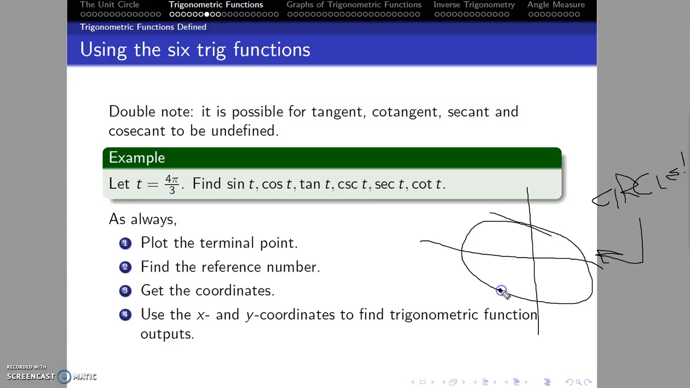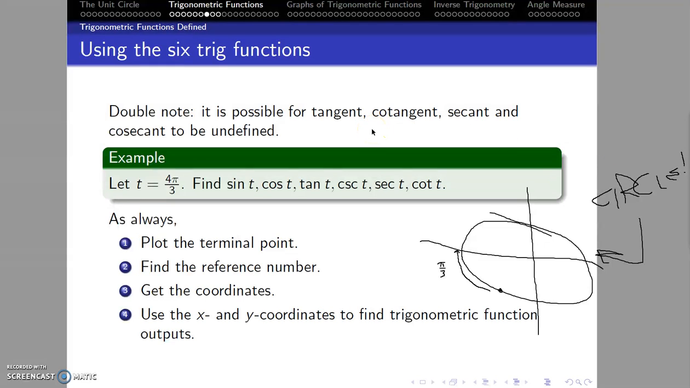Now, the reference number for that, to get back to the x-axis, I would have to go pi over 3 back. So the point I'm going to refer to is the point generated by moving pi over 3. And that point, in case you forgot, is 1/2 comma root 3 over 2.